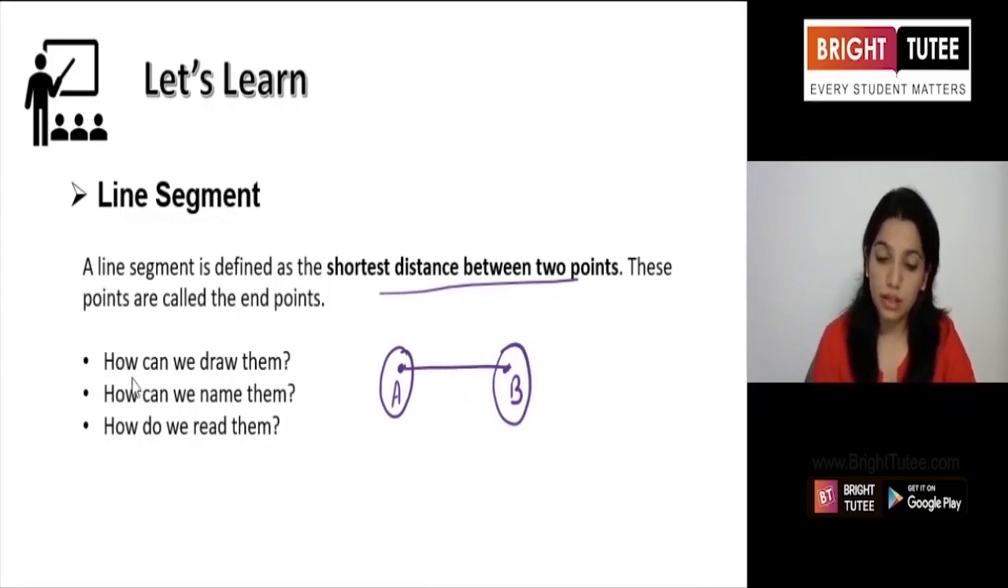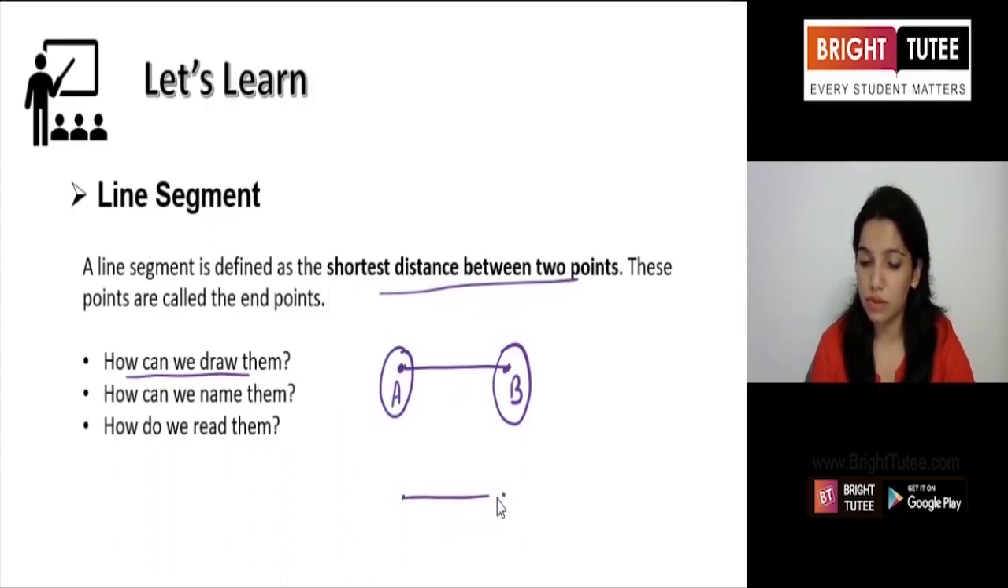So they are asking the first question, how can we draw them? How do we draw a line segment? We draw 2 points and we just join them with a straight line. So let us just name this as P and Q. This time instead of A and B, I have named them P and Q. So this is how we draw a line segment.